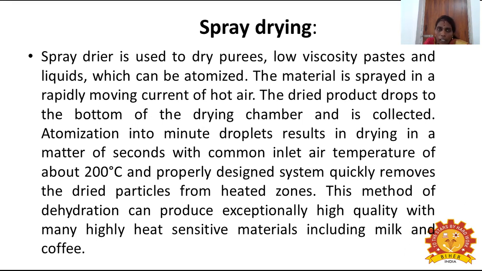Then spray drying. The spray dryer is used to dry pure low viscosity pastes and liquids which can be atomized. The material is sprayed in a rapidly moving current of hot air. The dried product drops to the bottom of the drying chamber and is collected. The atomization into minute droplets results in drying in a matter of seconds with a common inlet air temperature of about 200 degrees Celsius, and a properly designed system quickly removes the dried particles from heated zones. This method of dehydration can produce exceptionally high quality with many highly heat sensitive materials, including milk and coffee.